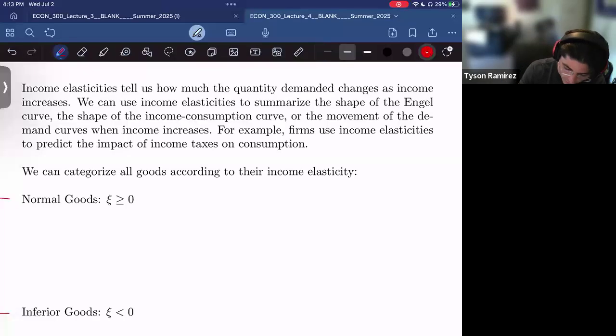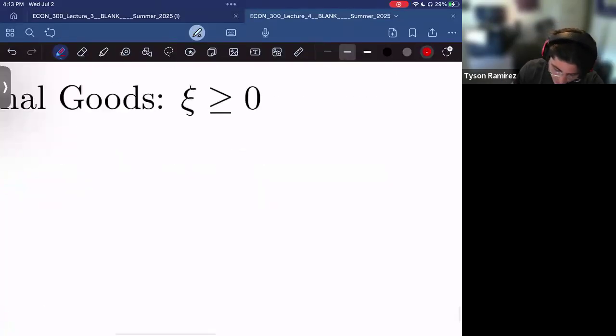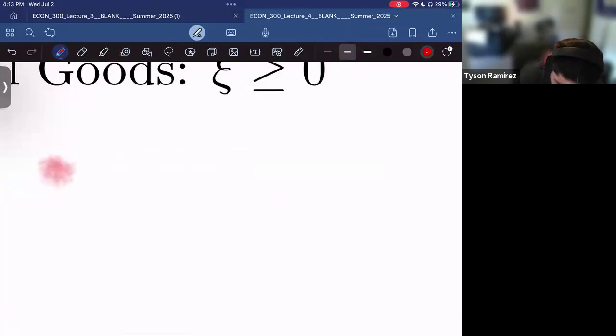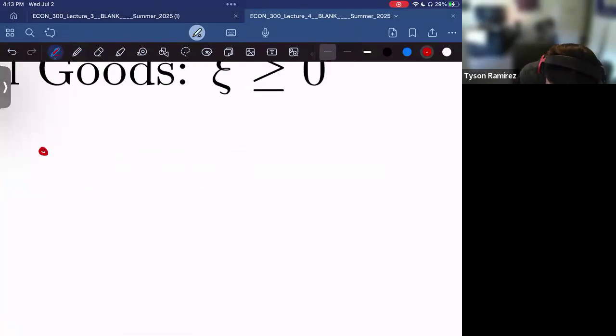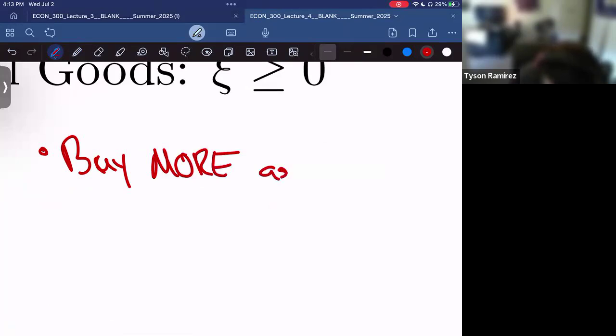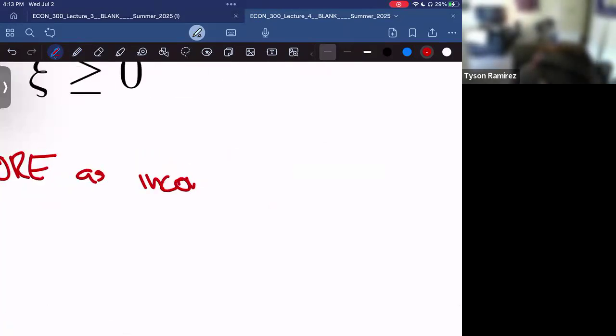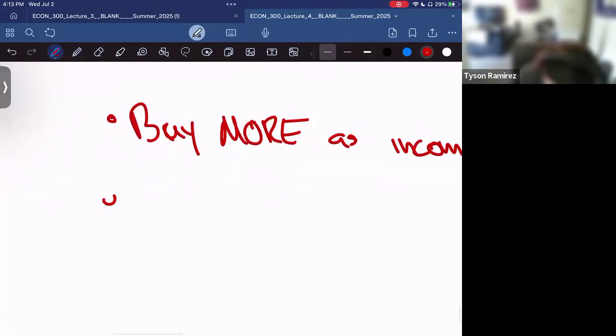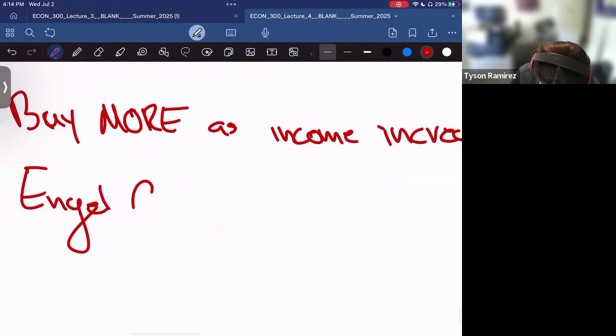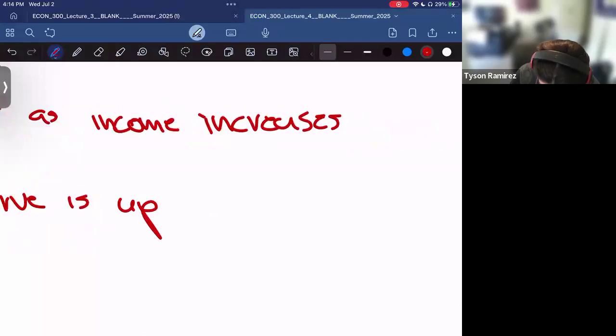All right. So normal goods, you buy more as income increases. This means that the Engel curve is upward sloping.